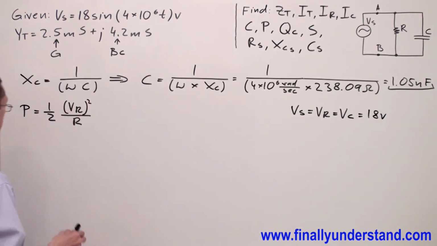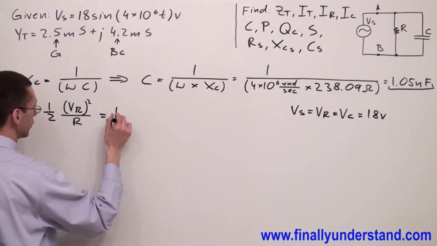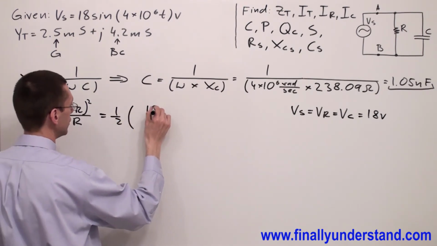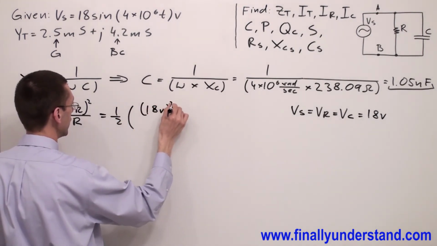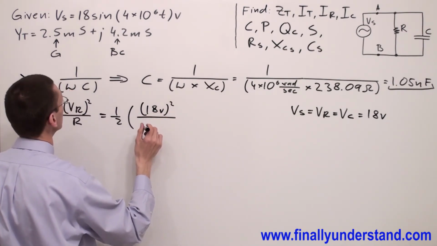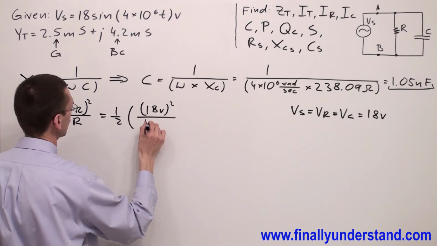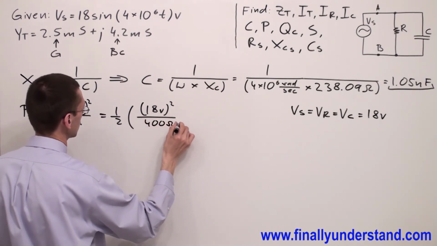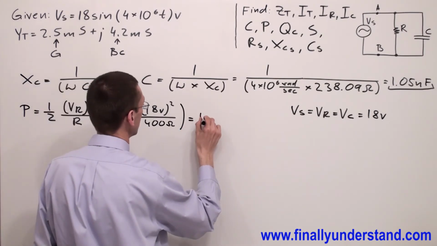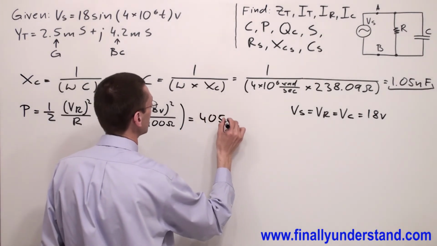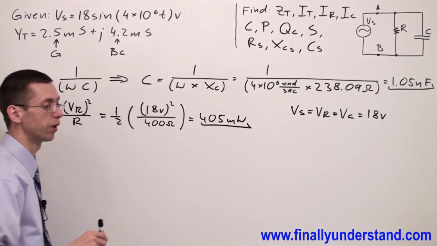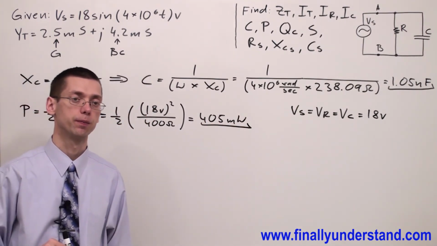So I have 1/2 times 18 volts raised to the second power over the resistance, which is equal to 400 ohms. This is equal to 405 milliwatts. Okay, this is the true power in my circuit.